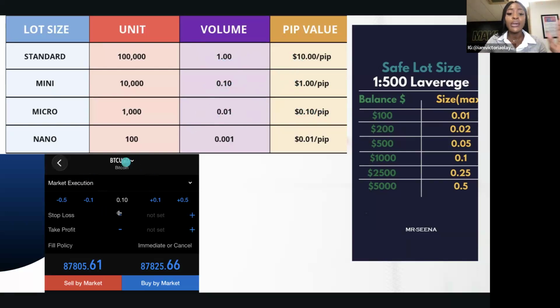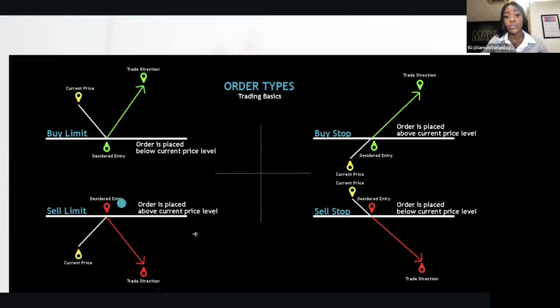Now, if you go on your MT5, this table here, this is how you actually change your lot size. Now let's move to the next one. Now we've got order types, yeah? So we've got the market execution, we've got buy limits, we've got sell limits, we've got buy stop, we've got sell stop.